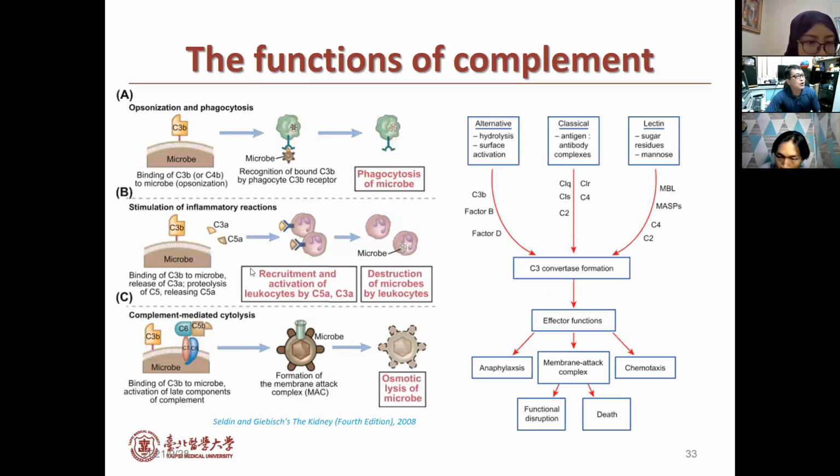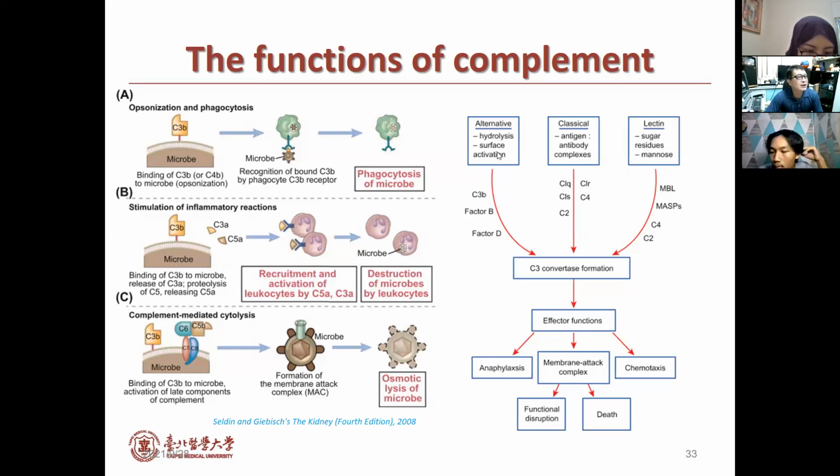Now we are going to go over complement, which is mentioned about that. I wish you all know this after this lecture. What's a complement? There are 3 different pathways here. I told you they are proteins, right? Structured proteins or proteases produced from the liver.